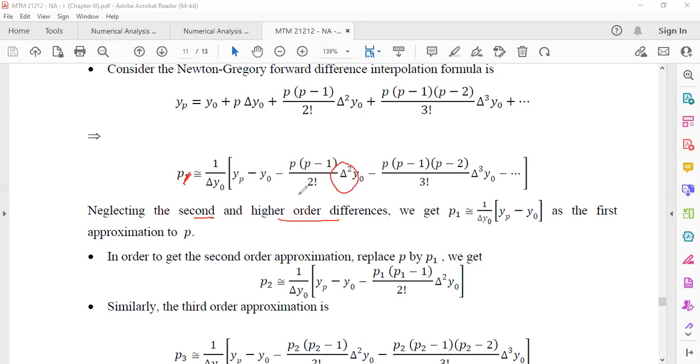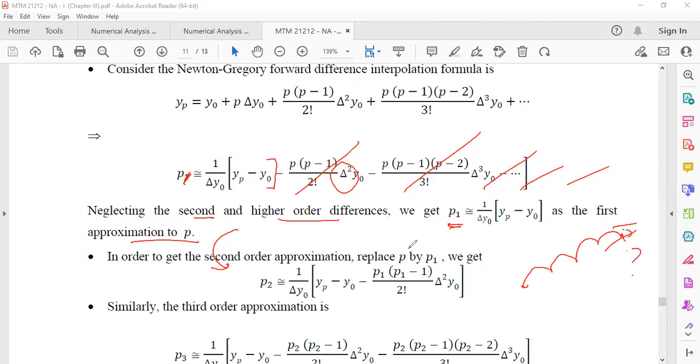In this equation, we are neglecting the second as well as the higher orders. This is our second order, so I'm neglecting it, and whatever comes next to it, I'm neglecting. So I will end up like this. That's what we take as P1, our first approximation to P. Similarly, if you want to go to the next one, because iteration means what? You have to go from one to the next to reach our desired point.